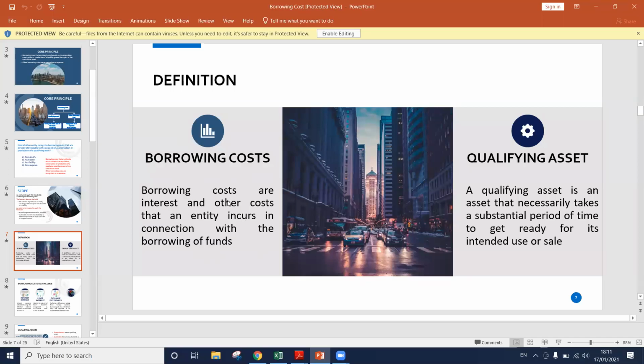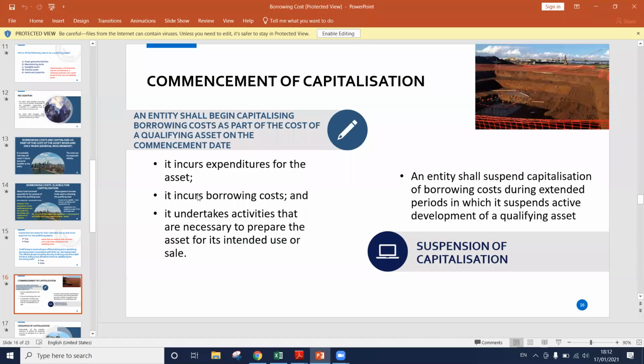It incurs borrowing cost. That is the second condition.